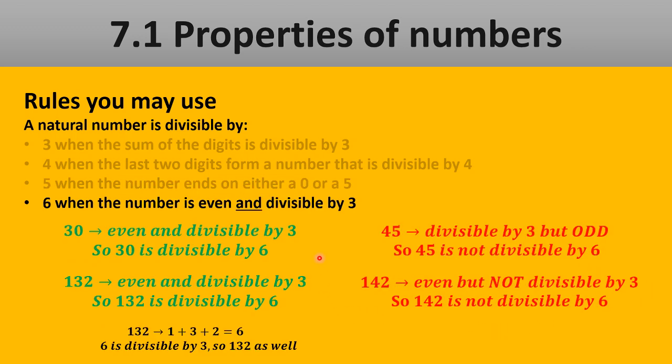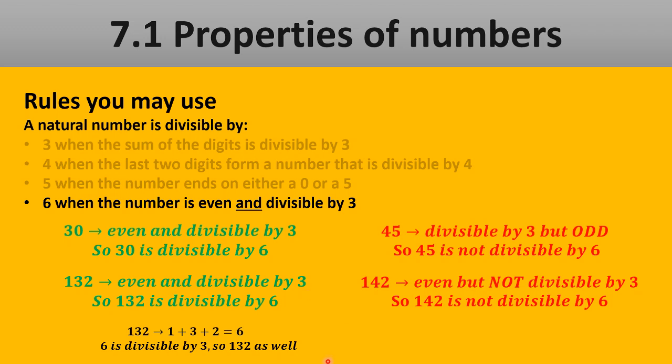Okay. Then 6, you should take a look at two rules. The number should be even, so divisible by 2, and it should also be divisible by 3. So for example, 30 is even and divisible by 3, so 30 is divisible by 6. 132 is even and it is divisible by 3.